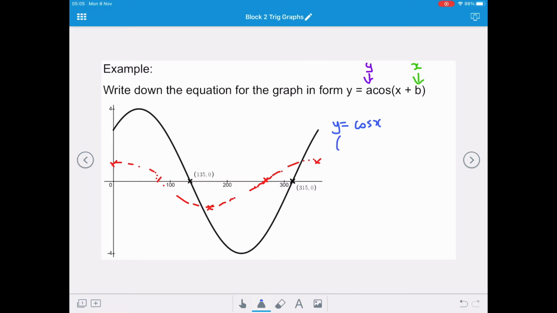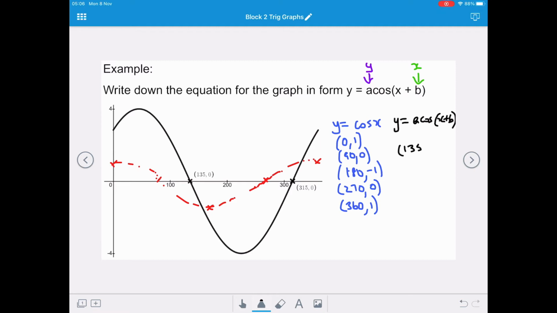So for this, we need to consider all of our key points on our y equals cos x curve. Our cos x curve started at 0, 1, it moves to 90, 0, a minimum at 180, negative 1, another root at 270, 0, and finishes at 360 on a maximum. And we need to consider the key points that we've been given on our y equals a cos x plus b curve.